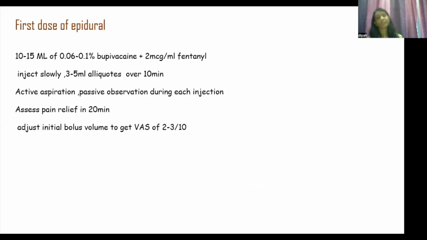How to give the first dose? 10 to 15 ml of 0.0625 to 0.1% bupivacaine with 2 micrograms per ml of fentanyl should be added, and it should be injected slowly. That is, the whole 15 ml should not be injected at the same time. It should be injected as 3 to 5 ml aliquots over 10 minutes.